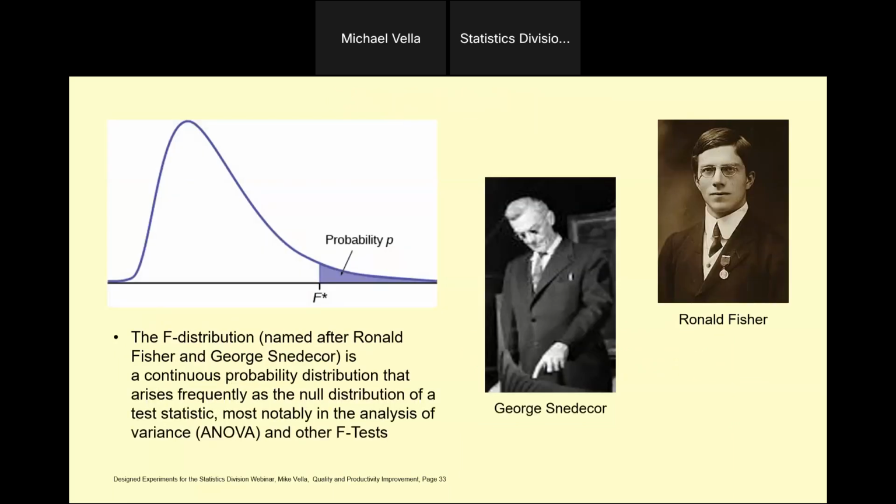So the F distribution didn't come out of thin air. It was named after Ronald Fisher and George Snedecor. It's a continuous probability distribution that arises frequently as the null distribution of a test statistic, most notably in the analysis of variance. Ronald Fisher was based in England, and George Snedecor, I think, was from the University of Wisconsin.